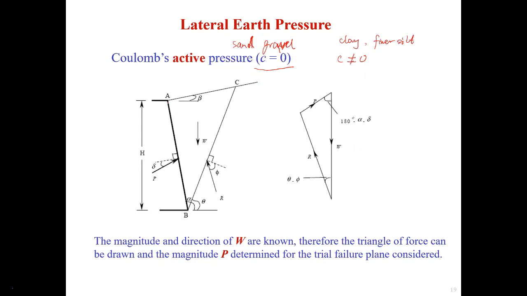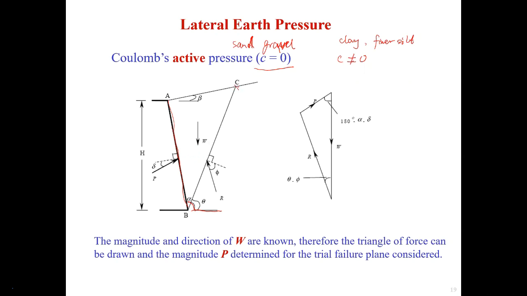It's far more complicated than Rankine's case. For Rankine's, the slope is always flat, and here for Coulomb's, the wall is inclined as well, whereas Rankine's is only a vertical wall. And also we have the friction between the wall and the soil. For the forces and interfaces, we have the wall surface AB, which is inclined at alpha to the horizontal. And we have the trial failure surface BC.